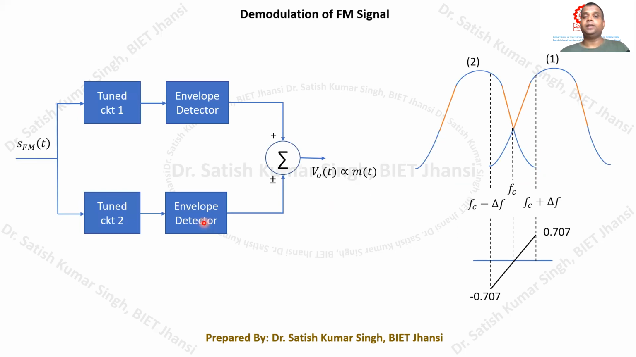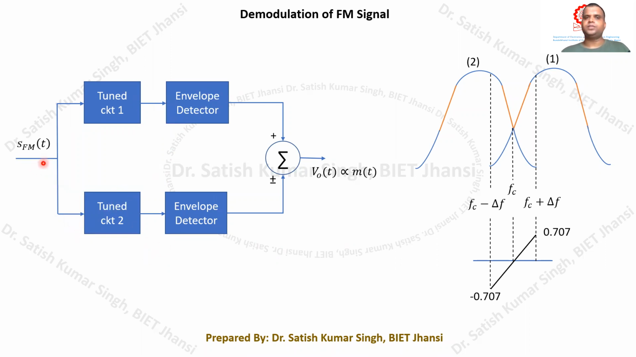We generally go for the double tuned circuit. Here we can see that we are having a tuned circuit 1, and then an envelope detector. Again, we are having a tuned circuit 2, and another envelope detector.